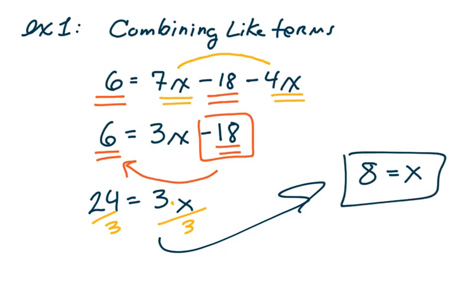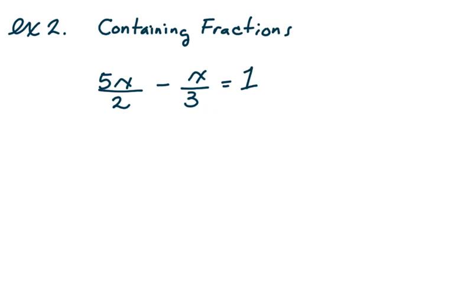Now on to the fractional example. So I have 5x over 2 minus x over 3 is equal to 1. In this case, we have to combine our fractions, and we have 2 different denominators. If you remember, when you add or subtract fractions, you have to have a common denominator. The easiest way to get that common denominator is to just multiply the 2 denominators together. So 2 times 3 is equal to 6. So 6 is now my common denominator.